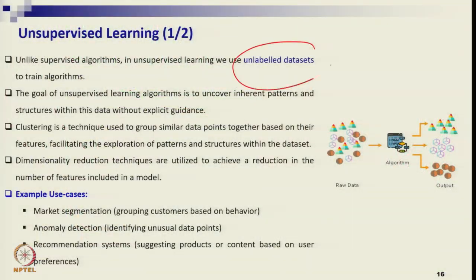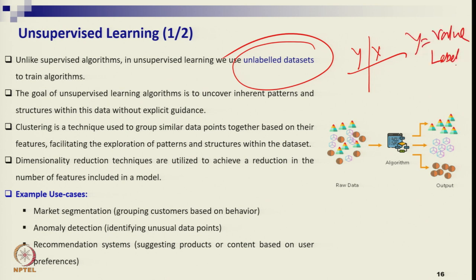The basic difference between supervised and unsupervised learning is that unsupervised learning has unlabeled data sets. In supervised learning, you define y upon x, whether it's a value or label data, right? Label data. So this is what supervised learning is.